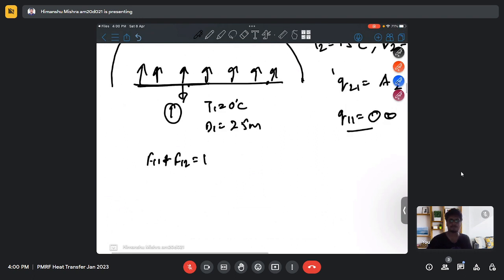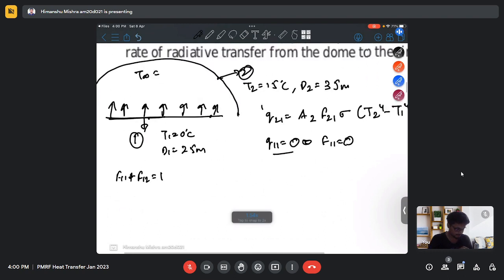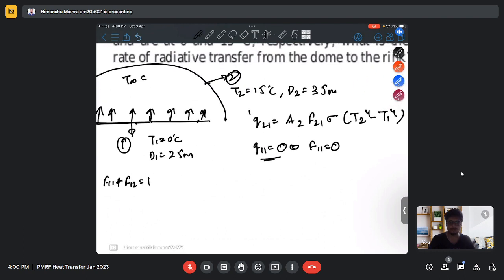Excuse me, sir. Why are you taking Q11? I'm not taking Q11. I'm just showing that it is 0 because the shape factor F11 is 0. So the heat transfer should be from Q12. Yeah, so it will be Q12 and also Q21. So basically there will be the same heat transfer. So the amount of heat transfer should be the same, 1 to 2 or 2 to 1.